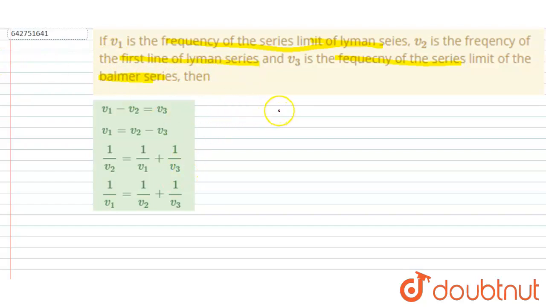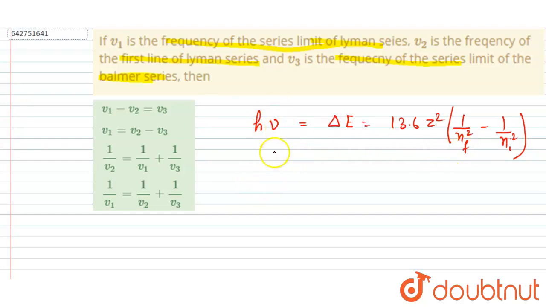So if I relate the frequency with the transition, I will write Planck constant times frequency equals the change in energy. The change in energy you could write as 13.6 Z square into 1 upon n final square minus 1 upon n initial square. So this will be the relation between orbit number and frequency. You could see here that the frequency is directly proportional to 1 upon n final square minus 1 upon n initial square.